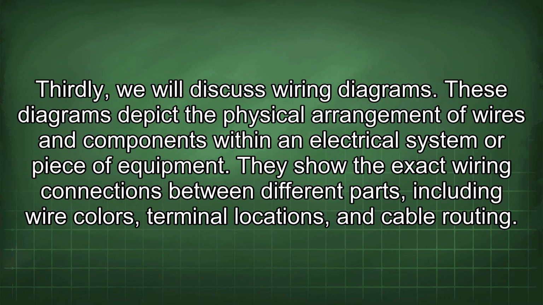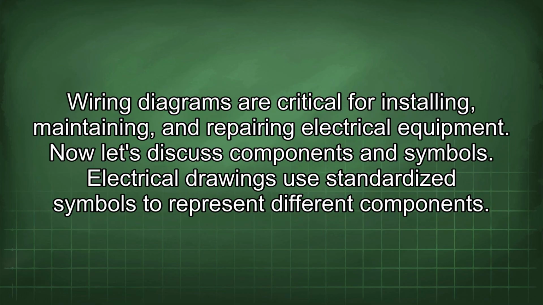Thirdly, we will discuss wiring diagrams. These diagrams depict the physical arrangement of wires and components within an electrical system or piece of equipment. They show the exact wiring connections between different parts, including wire colors, terminal locations, and cable routing. Wiring diagrams are critical for installing, maintaining, and repairing electrical equipment.